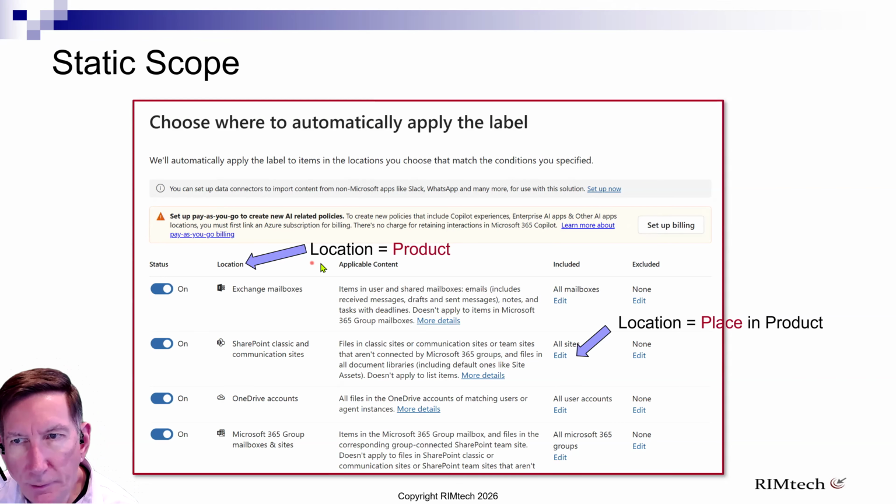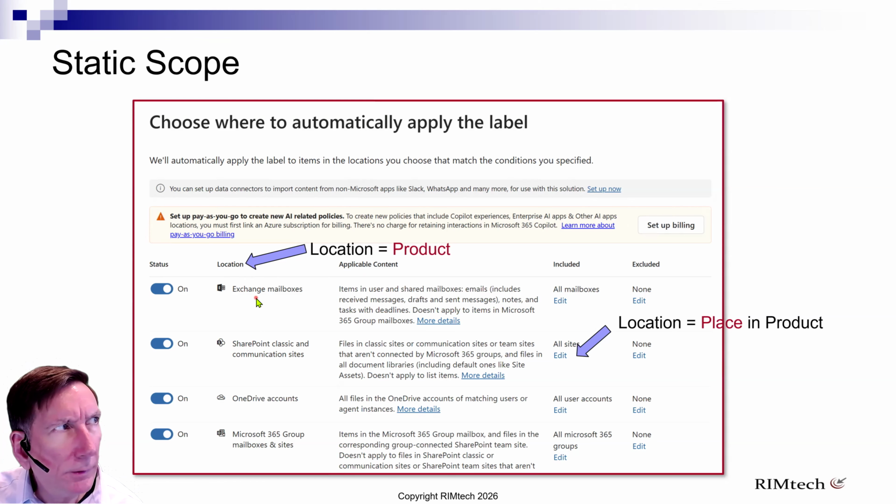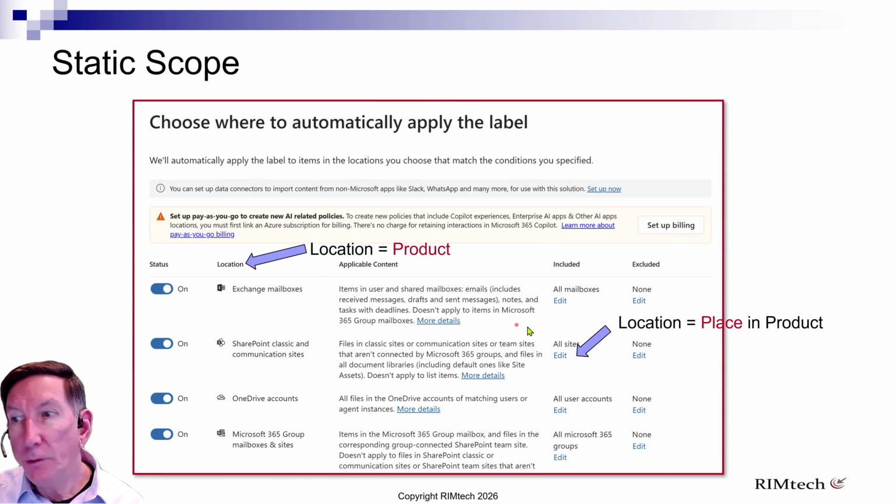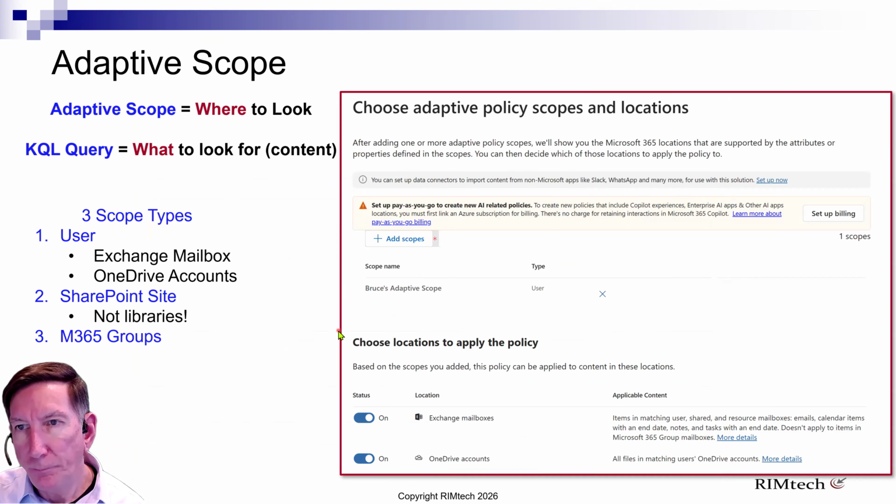But you can see here that what Microsoft calls a location is actually what I call a product: Exchange, SharePoint, or OneDrive. Okay? And I think there are 13 products in the portfolio right now, something like that. But notice this, this is what you have to know. Once you pick a product, you have to pick a location within the product. So location means product, and location also means a place inside that product. So 2 meanings of the word location.